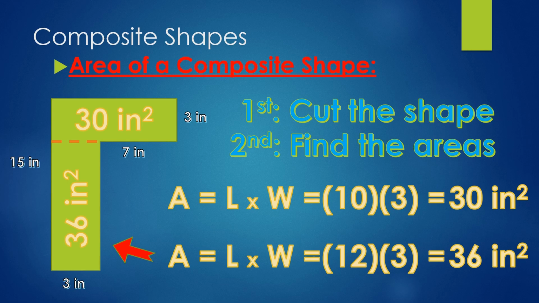The final step to this is to add the 2 areas together. So 30 plus 36 equals 66 inches squared.